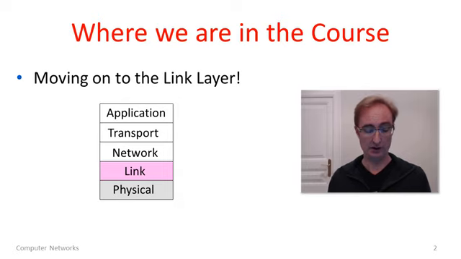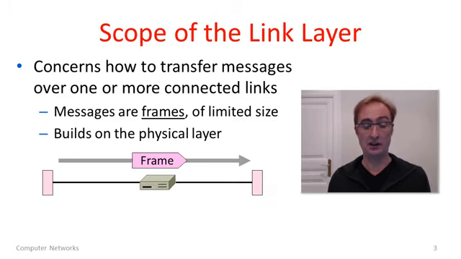We've now done what we need to on the physical layer. We know how to send bits over a wire, and we're moving up through the link layer, which is our topic next. Our picture here has changed. This picture shows you the scope of the link layer.